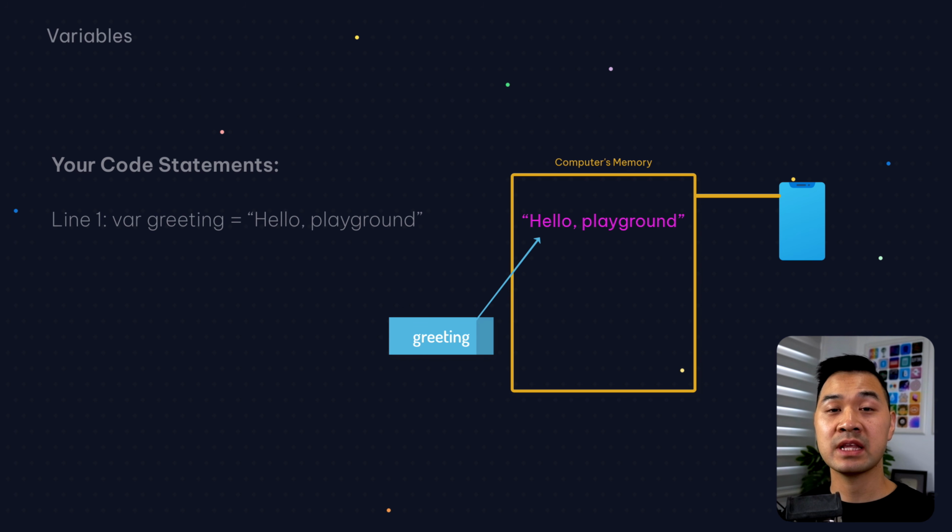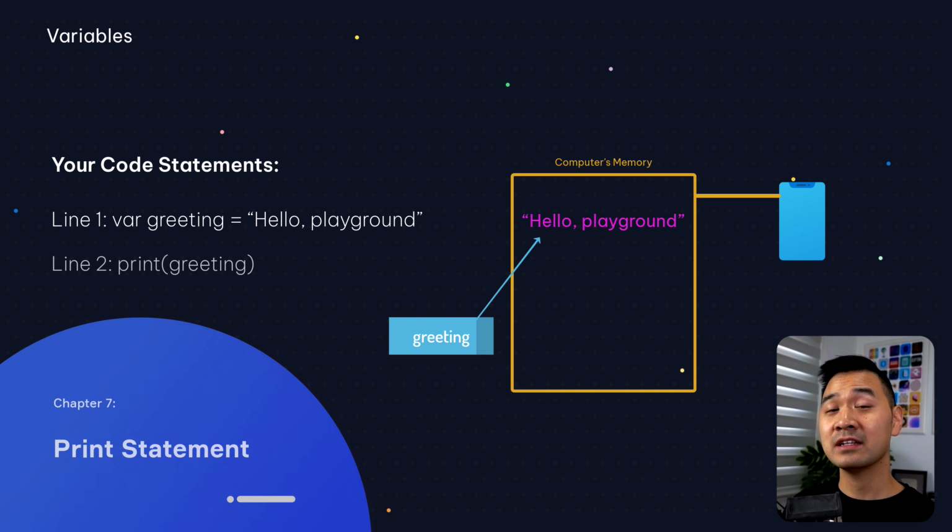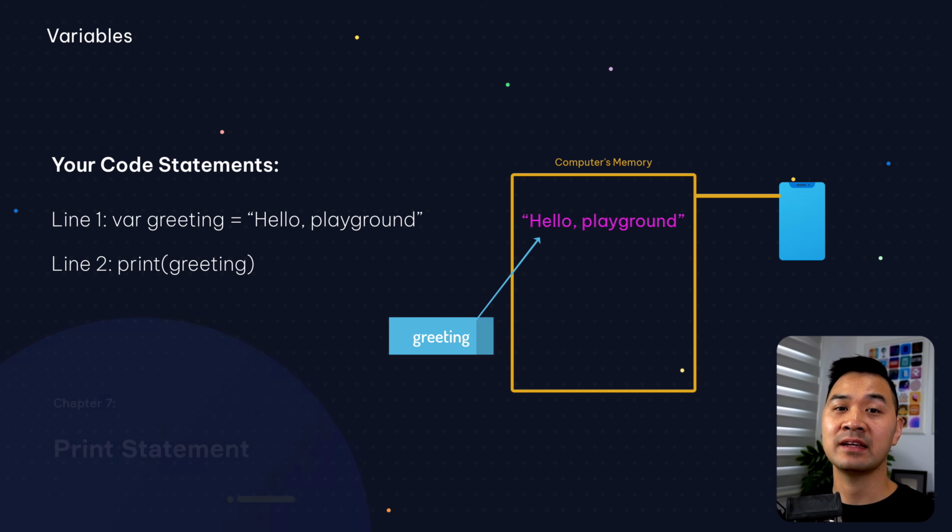Now, after this code statement is run, we now have a way to refer to that piece of text data in memory. Anytime we want to get access to it, we just have to use the variable name. In this case, that is greeting. In fact, take a look at this second line. This code statement prints out the text data. Let's see how we can try this out on the playground.